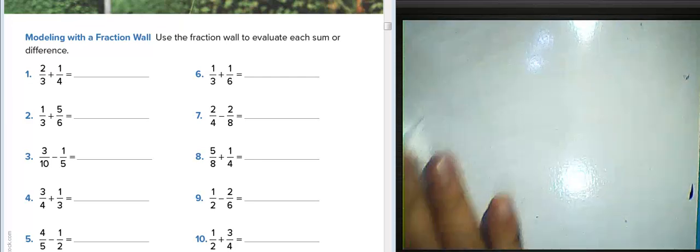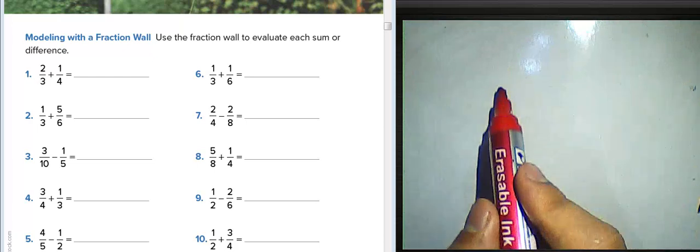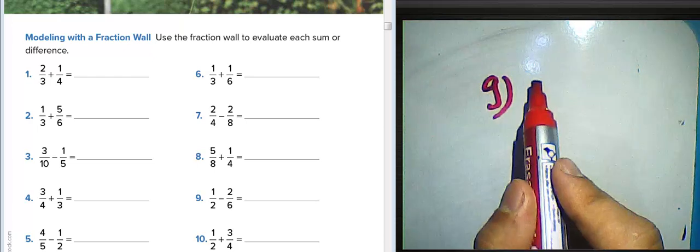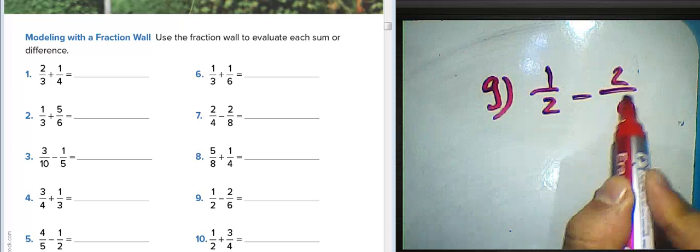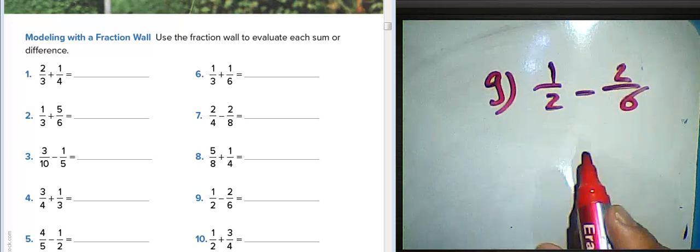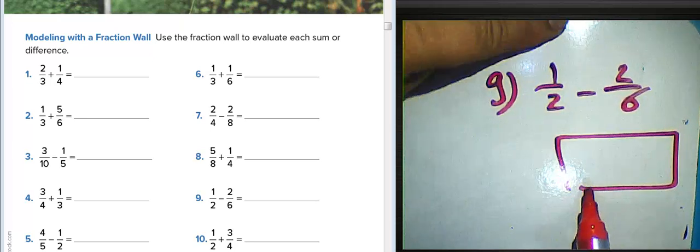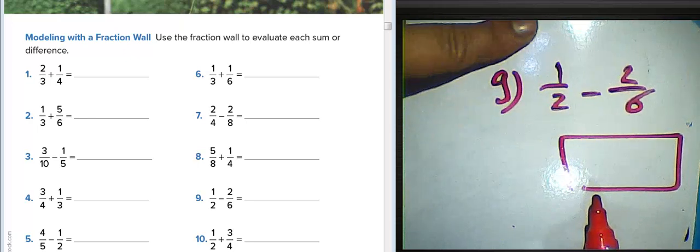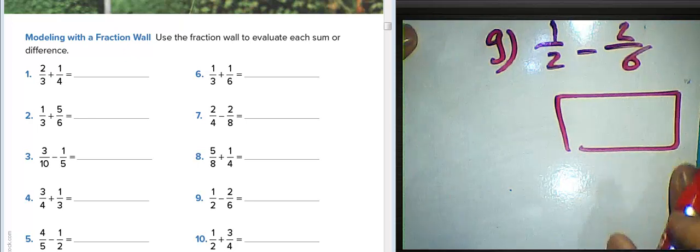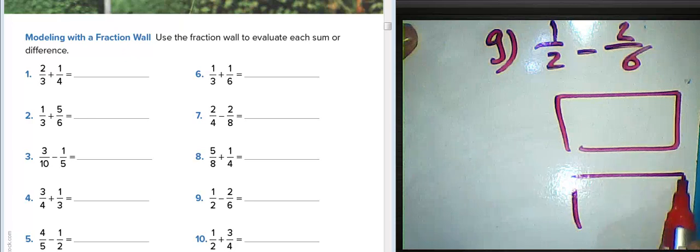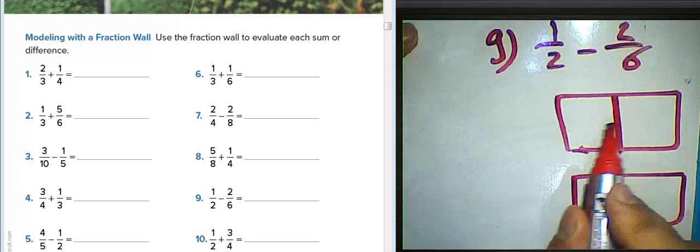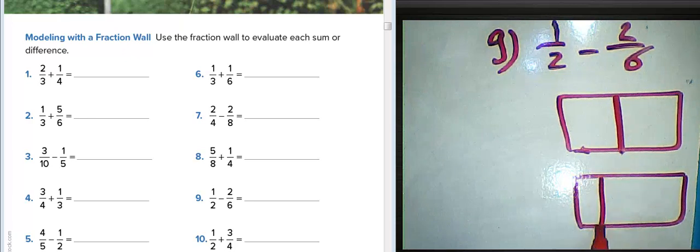Question number 9. 1 over 2 subtracted by 2 over 6. Who can find the result by drawing? Look with me at the result here. We must draw 2 rectangles equal in area and divide the first into 2 parts, and the second into 6 parts. 1, 2, 3, 4, 5, 6.